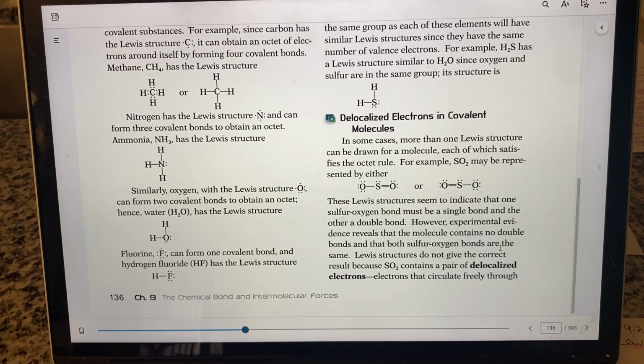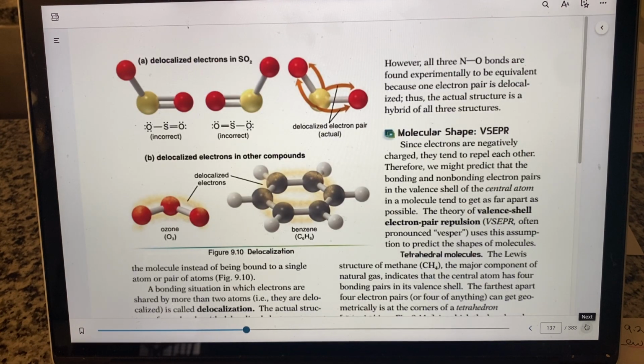But some other molecules might look like they have a double bond in the midst of it, but really they don't, because it has delocalized electrons. It could look like this, with the sulfur and the oxygen, they have a double bond here, a double bond. But when it comes down to it, they don't really take that bond because they have delocalized electron pairs as they float. Lewis structures do not give the correct result because SO2 contains a pair of delocalized electrons that circulate freely. So this is making it even more complicated, but that's the way they go.